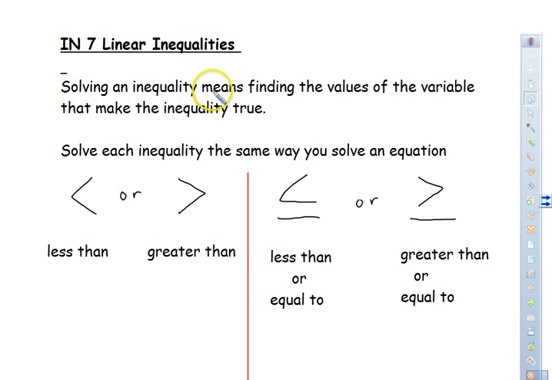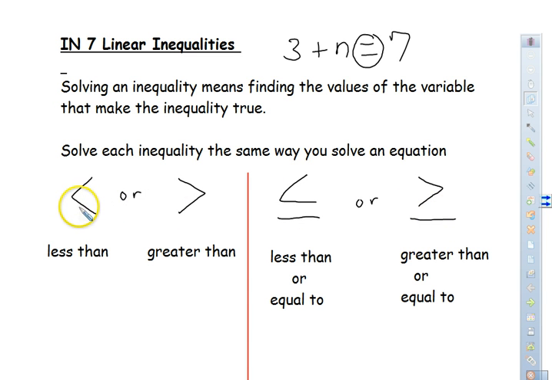It is IN7, which is linear inequalities. Solving an inequality means finding the values of the variable that make the inequality true. In other words, solve each inequality the same way you solve an equation. It's exactly the same way. However, instead of having an equal sign, for example, 3 plus n equals 7, okay? Instead of the equal sign, we are going to place one of these inequalities.